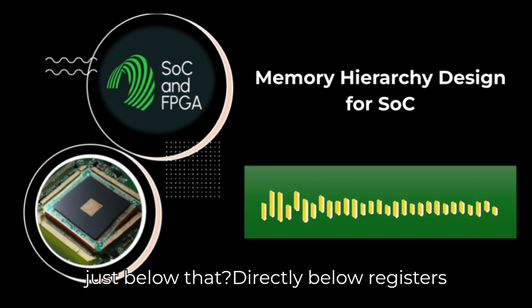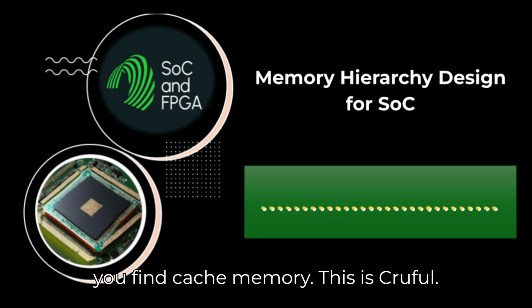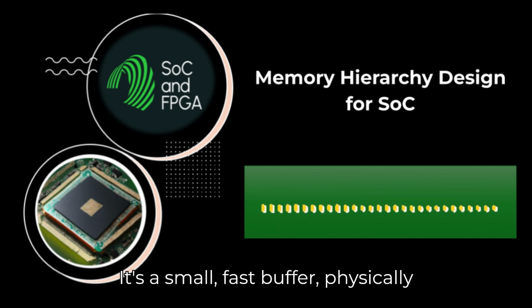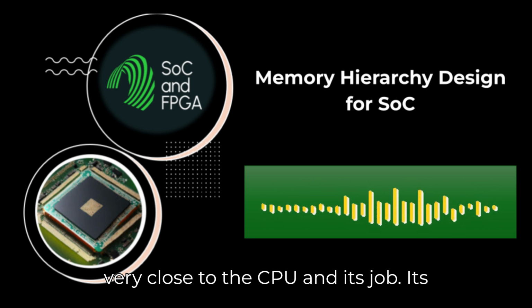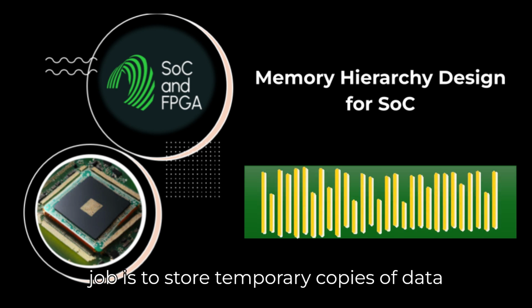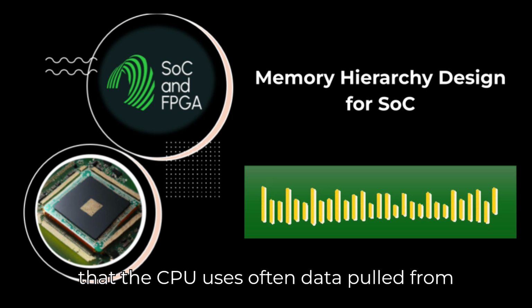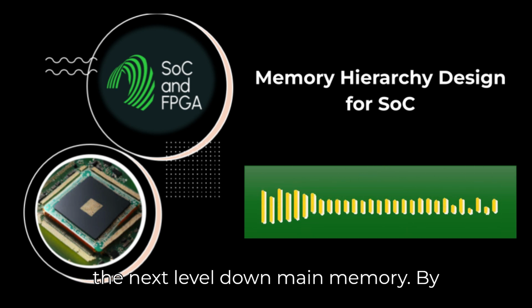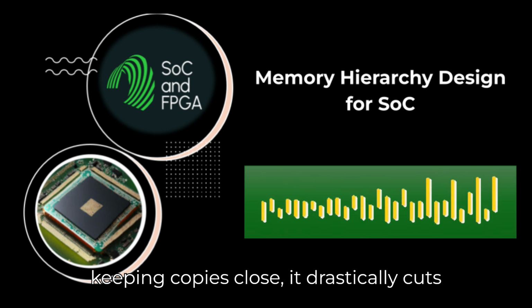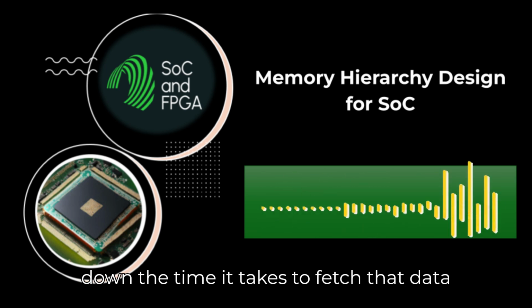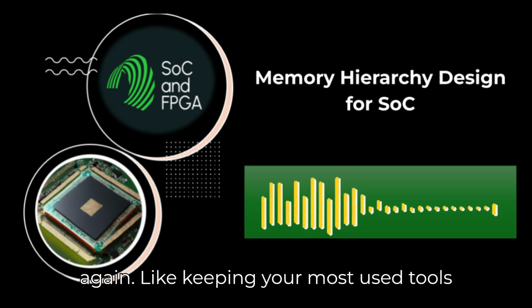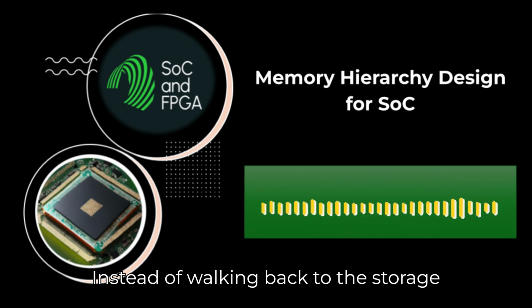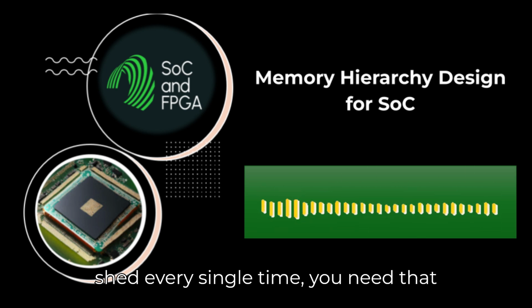Okay, tiny scratch pad. What's just below that? Directly below registers, you find cache memory. This is crucial. It's a small, fast buffer, physically very close to the CPU. And its job? Its job is to store temporary copies of data that the CPU uses often, data pulled from the next level down, main memory. By keeping copies close, it drastically cuts down the time it takes to fetch that data again. Like keeping your most used tools right on your workbench. Perfect analogy. Instead of walking back to the storage shed every single time you need that wrench.